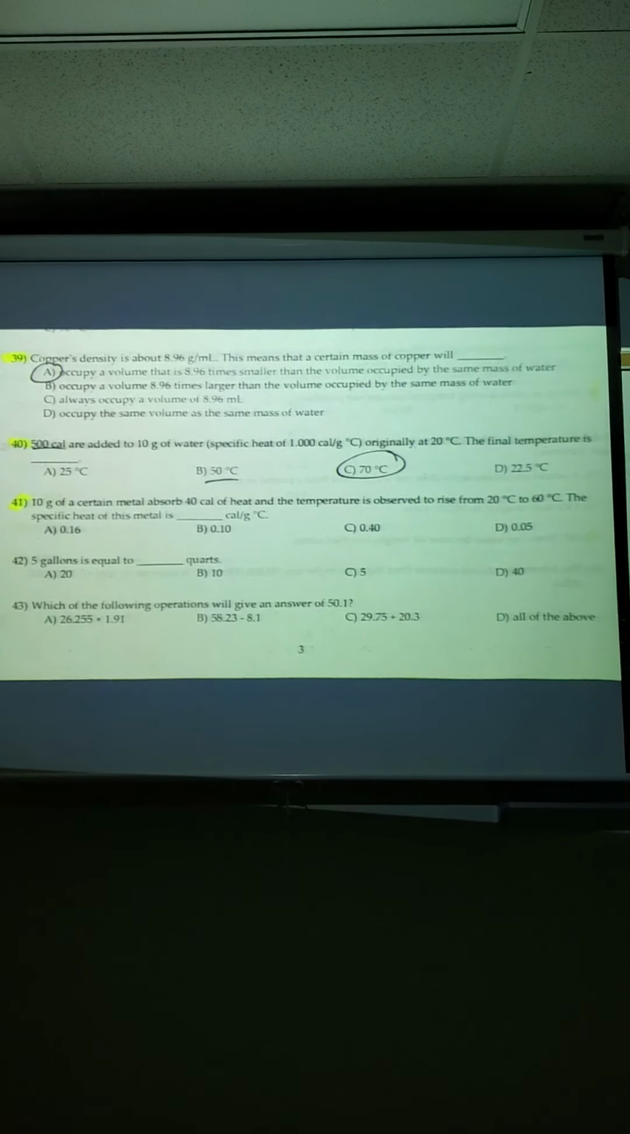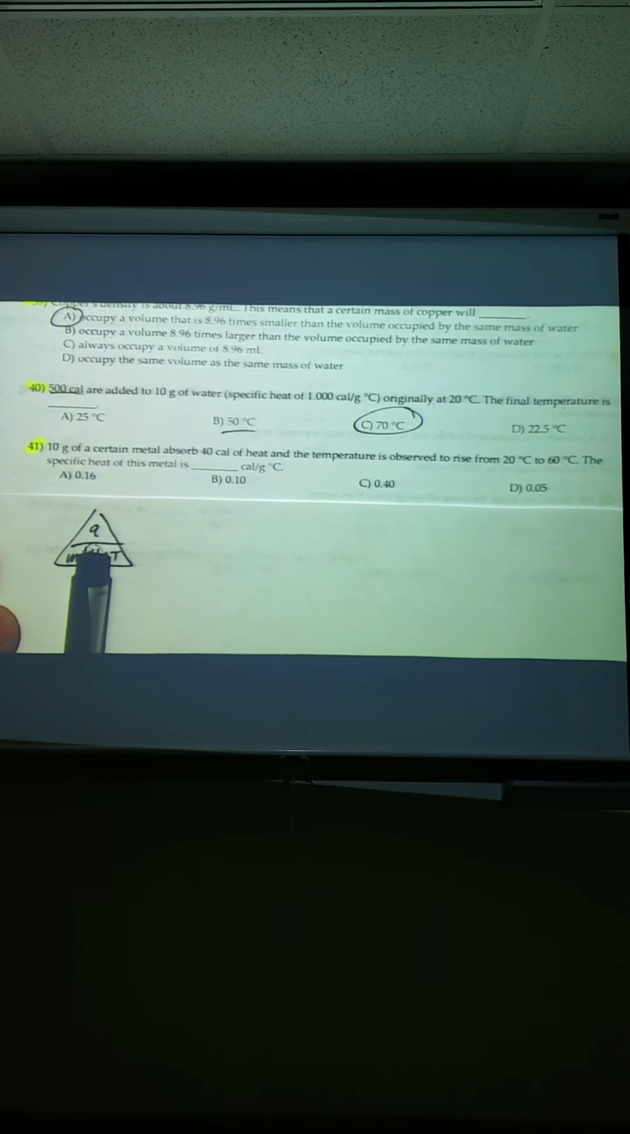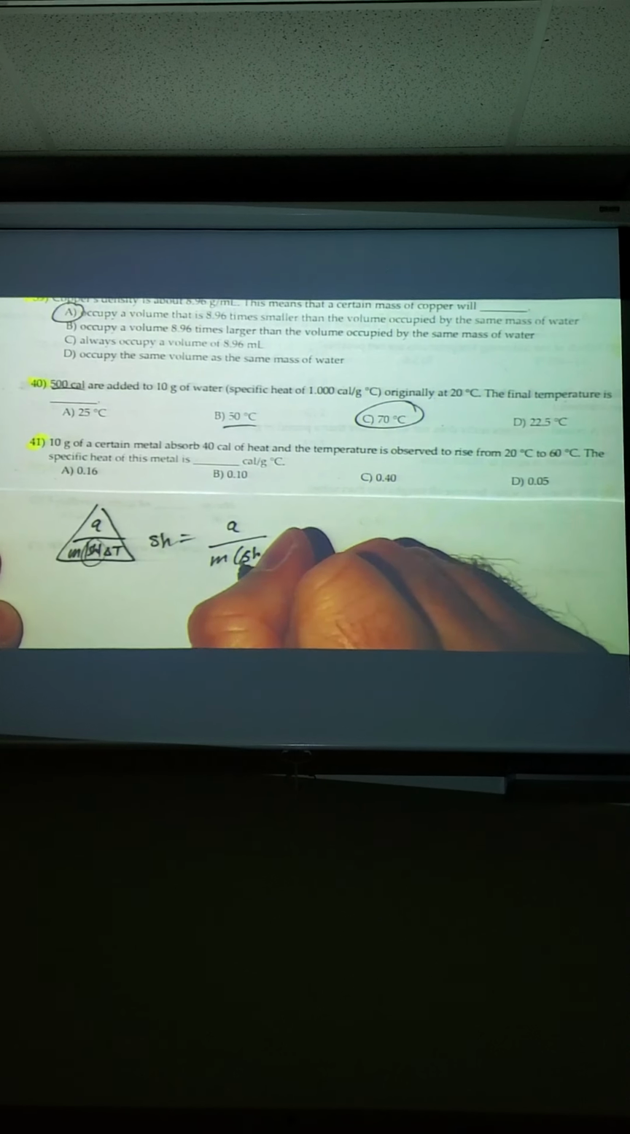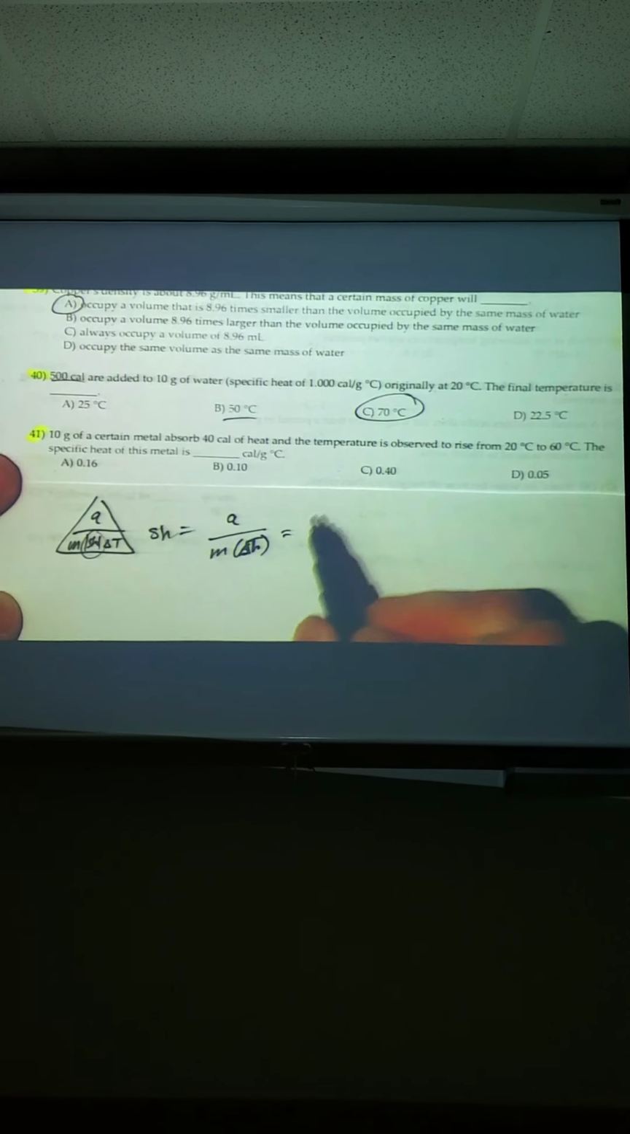Number 41 is a little bit easier because it's only one step. Same triangle: Q equals mass times specific heat times change in temperature. Here they want specific heat, so if we cover up specific heat, that's Q on top divided by mass times change in temperature. We're looking for specific heat, so find those values.